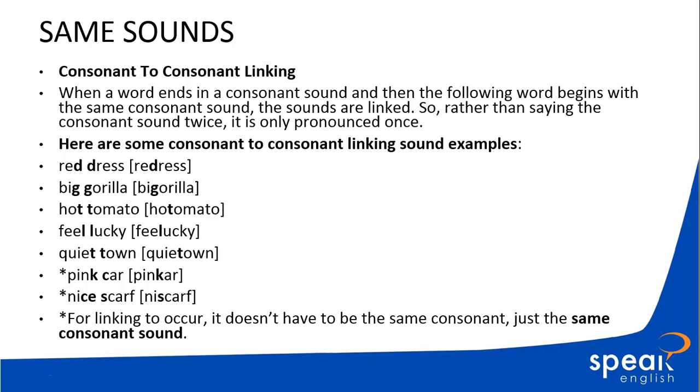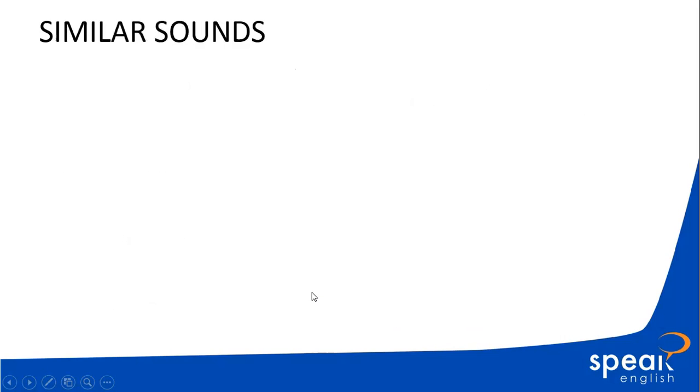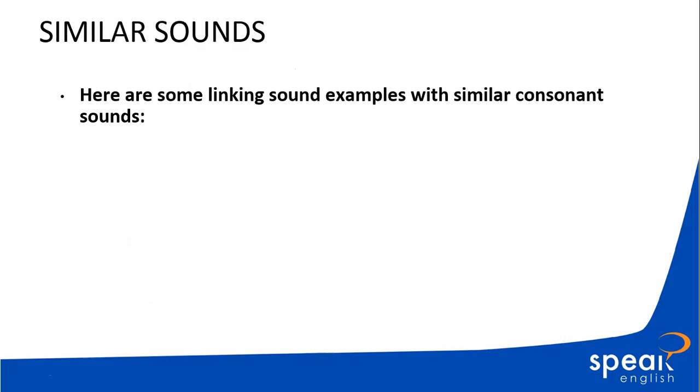So here is some extra info to emphasize the fact that it doesn't have to be the same letter as long as it has the same sound. For linking to a core, it doesn't have to be the same consonant or the same letter, just the same consonant sound like K and C. Pink car, like nice. You see, it sounds like it's a letter S. Nice, and then scarf, nice scarf. Similar sounds. Here are some linking sound examples with similar consonant sounds.